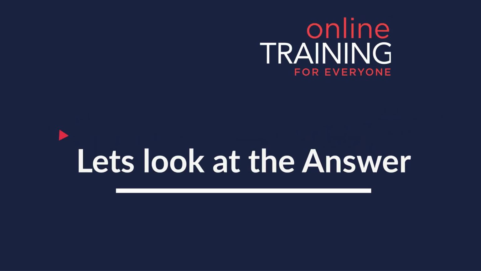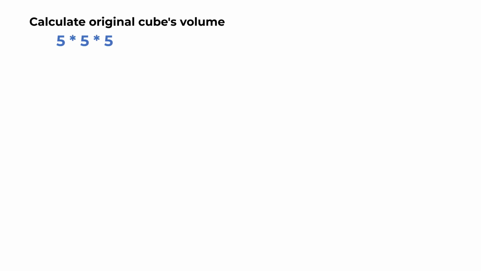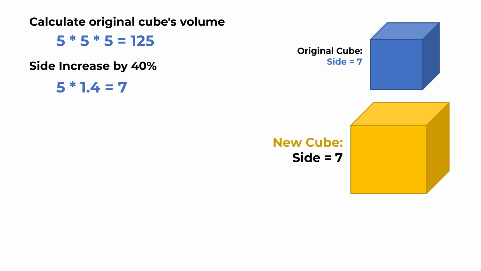To get to the correct answer, first step in calculation process is to calculate original cube's volume. 5 multiplied by 5 multiplied by 5 equals 125. Now let's increase the size by 40%. 5 multiplied by 1.4, which is the 40% increase, equals 7, which means that the side of the new yellow cube is 7. So the volume of new cube can be calculated as 7 multiplied by 7 multiplied by 7, and the result will be equal to 343.